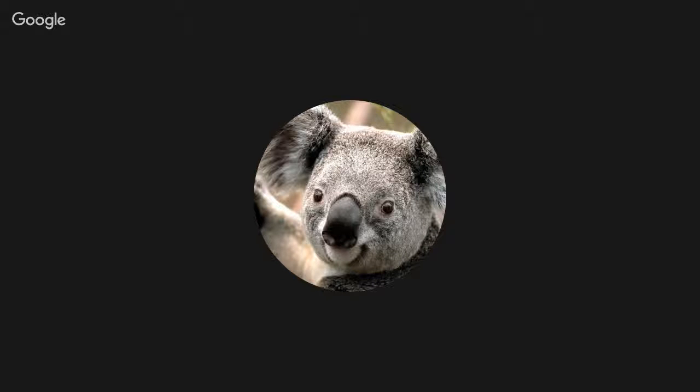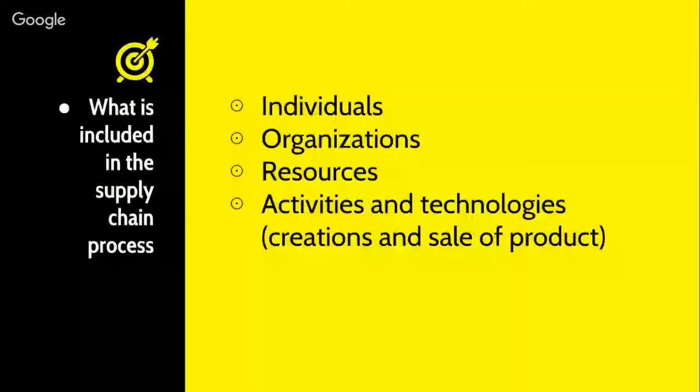In order for the supply chain process to start effectively, we need various things. The supply chain process includes individuals, people who will be in charge of the whole process, organizations, which will be the ones for whom the whole process was generated in the first place, resources, utilities, and supplies needed for the process, and in the end, activities and technologies that would contribute in the creation and the distribution of the products.